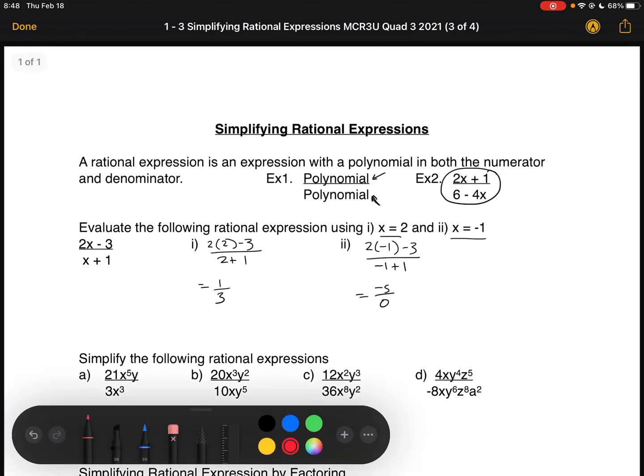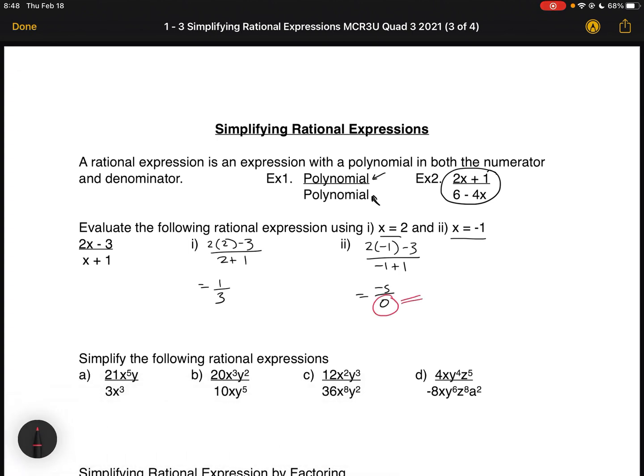So this is a big uh-oh. We can't have a 0 on the bottom. So that means that x can't equal -1. And in rational expressions, we call these restrictions. So values that the variables cannot take on. So let's take a look at some examples here.